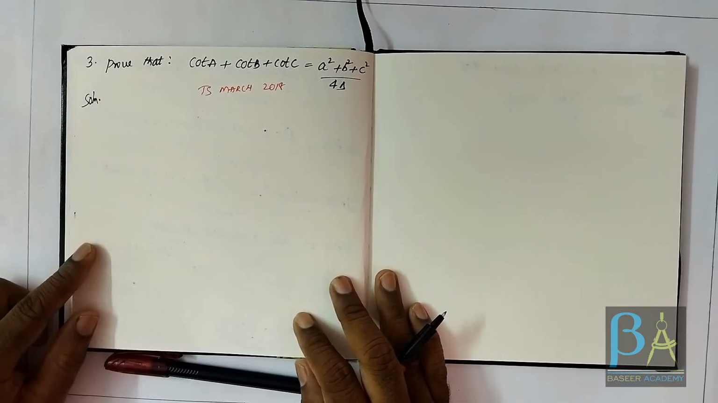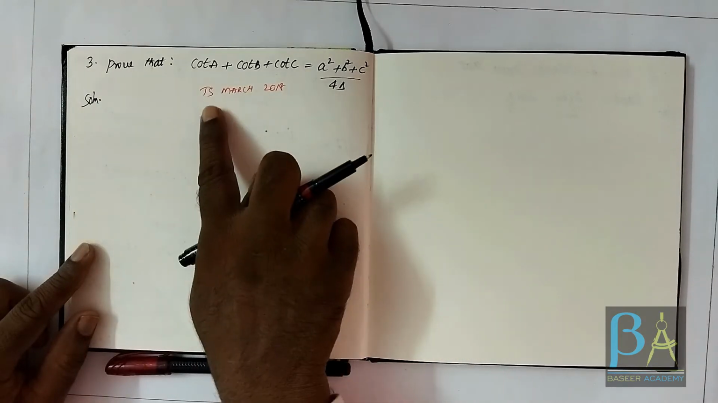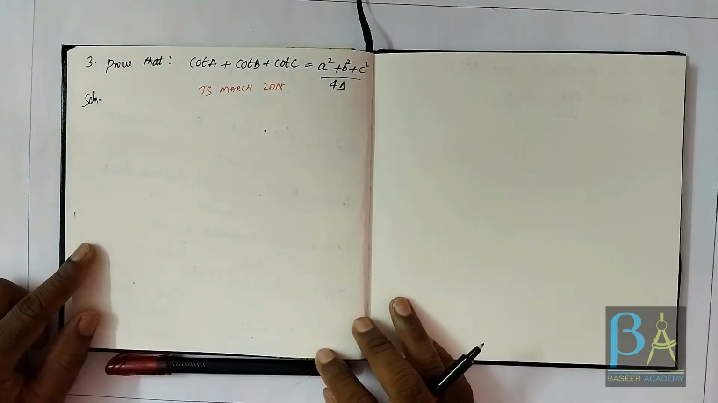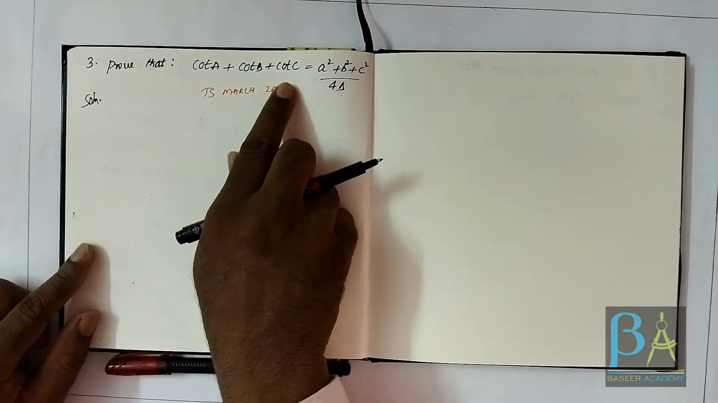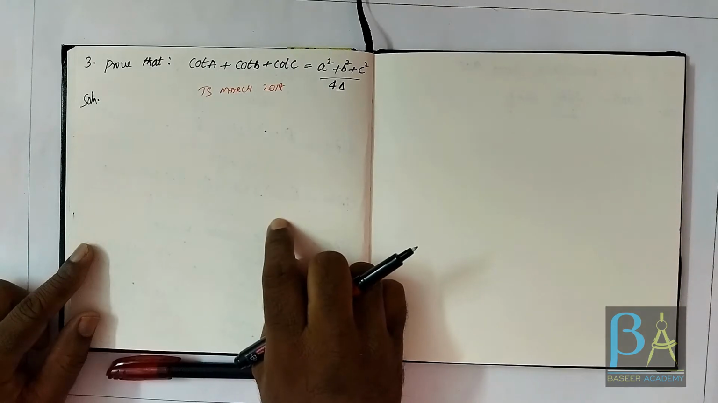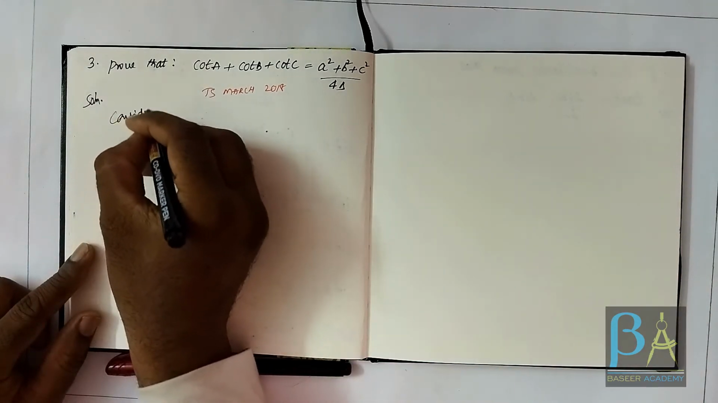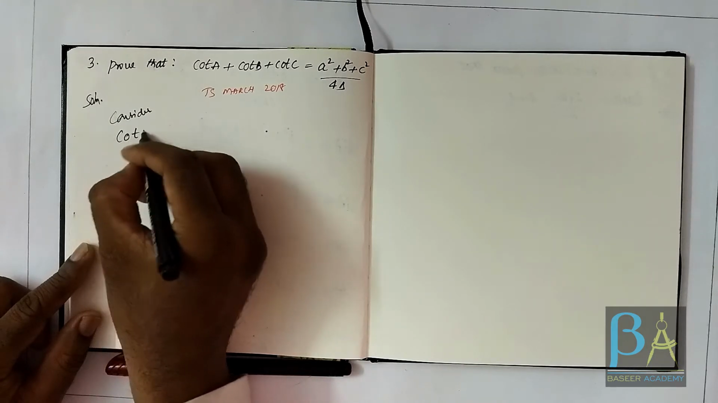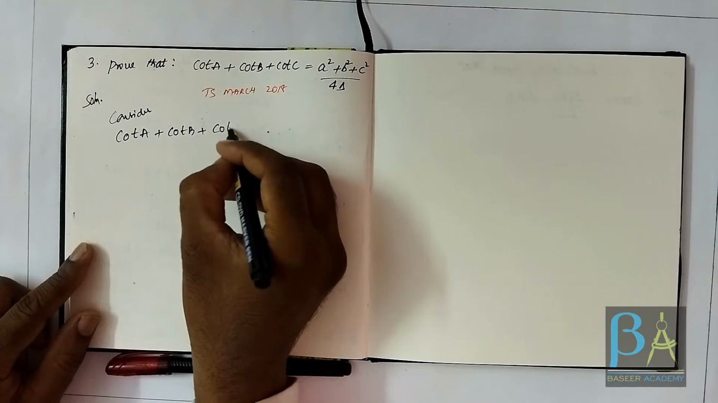Okay, now we have another question here which was asked in the Intermediate First Year examination, Telangana State, March 2018 question paper. We have to prove that cot A plus cot B plus cot C is A square plus B square plus C square by 4 delta. How are we going to prove this? Let us consider the left hand side here. What is the left hand side? Cot A plus cot B plus cot C.